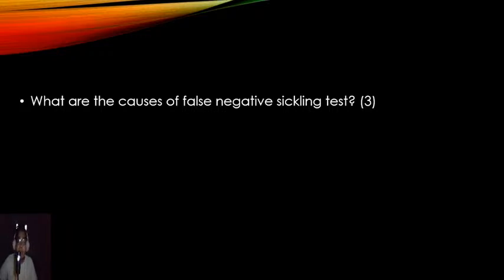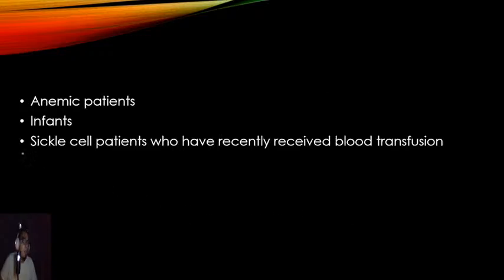who've had blood transfusion or recently received a blood transfusion. So these are the things that you need to remember. Anemic patients. So how do I do sickling tests for anemic patients? Okay? You need to centrifuge the patient sample. Among the three examples that I've listed, this one is the only one that you can correct in the laboratory.